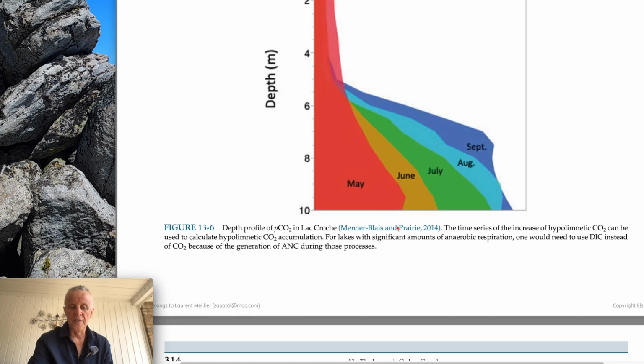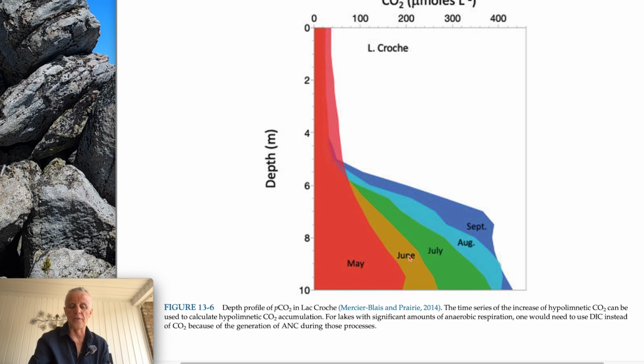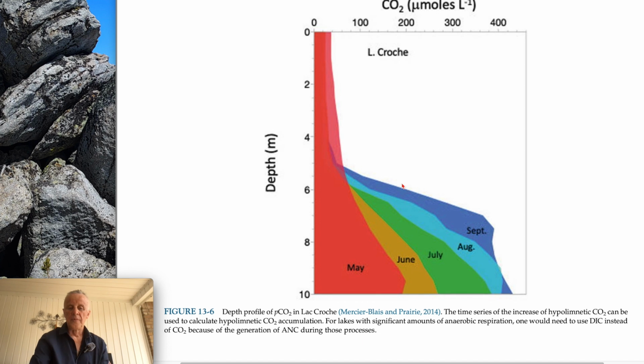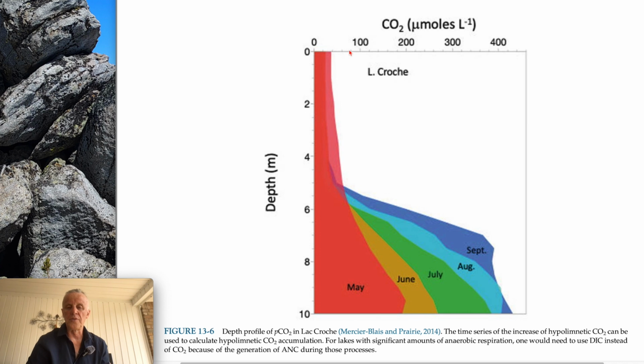So let's look at this figure here, figure 13-6, depth profile of partial pressure of CO2 in Lake Lacroche. The time series of the increase of hypolimnetic CO2 can be used to calculate hypolimnetic CO2 accumulation. For lakes with a significant amount of anaerobic respiration, one would need to use DIC instead of CO2 because of the generation of ANC during those processes. On the y-axis we have the depth in meters, and on the x-axis the concentration of CO2 in micromoles per liter, and then we have color codes depending on the month.